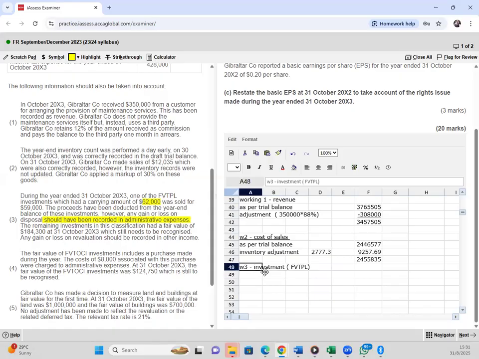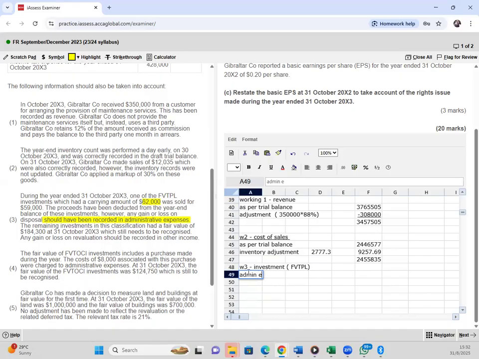So for our investment, the first issue I noted, which affects our income statement, is the profit on disposal. They are saying the proceeds have been deducted from the year-end balance of this investment. However, any gain or loss on disposal should have been recorded in admin expenses. So the gain or loss on disposal should have been recorded in admin expenses. So maybe the narration should have been admin expenses.